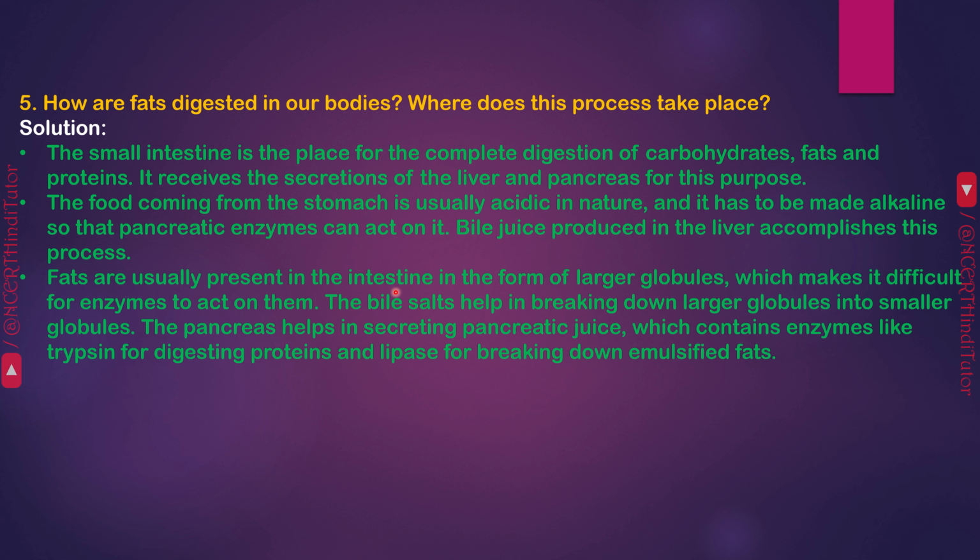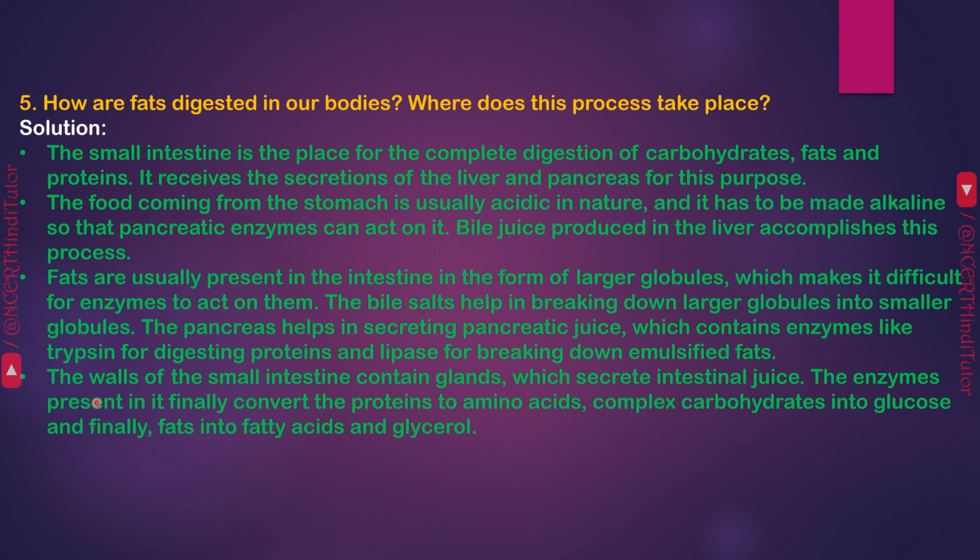Fats are usually present in the intestine in the form of larger globules, which makes it difficult for enzymes to act on them. The bile salts help in breaking down larger globules into smaller globules. The pancreas secretes pancreatic juice, which contains enzymes like trypsin for digesting proteins and lipase for breaking down emulsified fats. The walls of the small intestine contain glands which secrete intestinal juice. The enzymes present in it finally convert the proteins to amino acids, complex carbohydrates into glucose, and finally fats into fatty acids and glycerol.